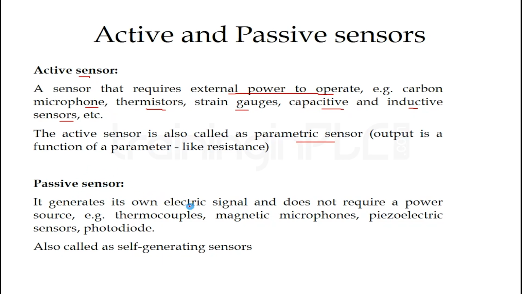Passive sensors generate their own electrical signals and do not require any power source. Examples: thermocouples, magnetic microphones, piezoelectric sensors and photodiode. Passive sensors are also called self-generating sensors.